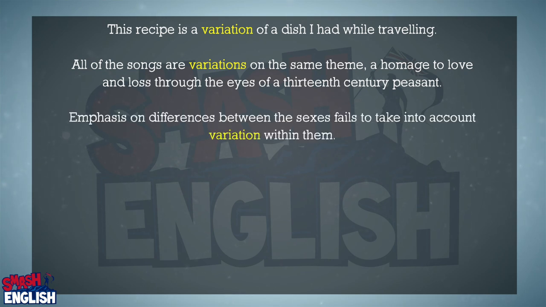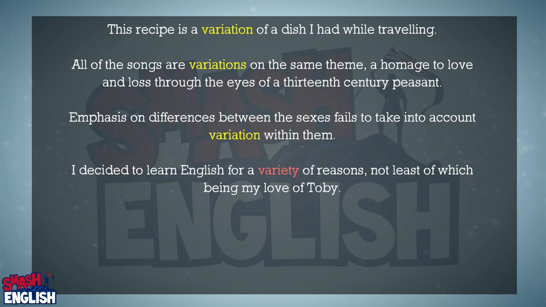Emphasis on differences between the sexes fails to take into account the variation within them. Here, variation means difference, but again is only appropriate if we are talking about the differences between things that are mostly similar. I decided to learn English for a variety of reasons, not least of which being my love of Toby. Here, variety means range.